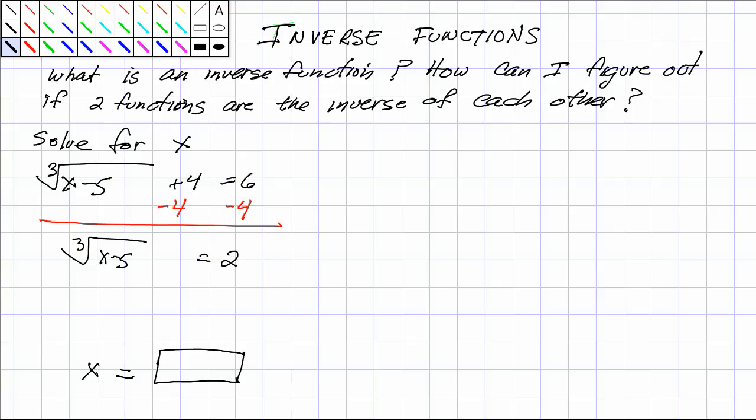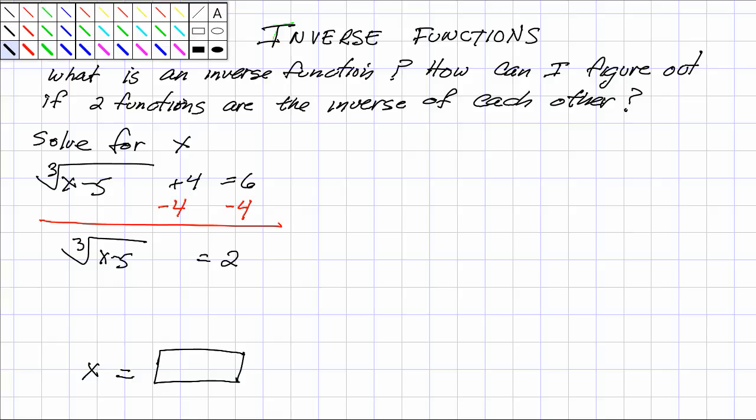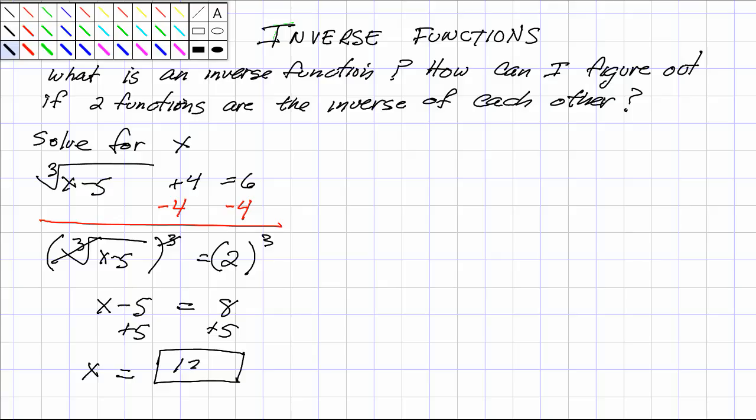I'm a little closer to having the x all by itself. Now what I want to get rid of is the third root. So in order to get rid of the third root, I raise both sides to the power of 3, because the power of 3 is the inverse operation of the third root. So now the power of 3 undoes the root of 3, and I have x minus 5 on the left side and 8 on the right side. My final inverse operation is to do a plus 5 to both sides of the equation, and I end up with x is equal to 13.